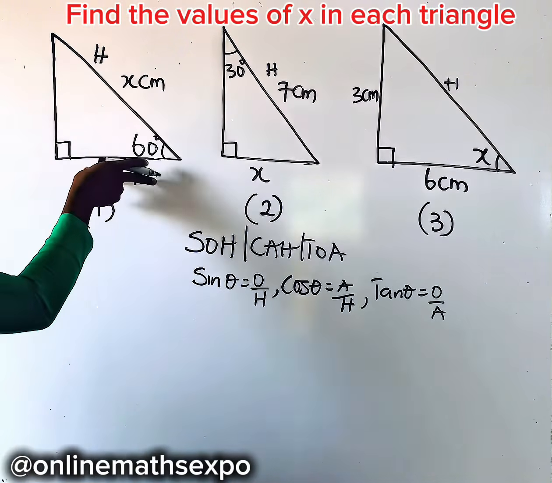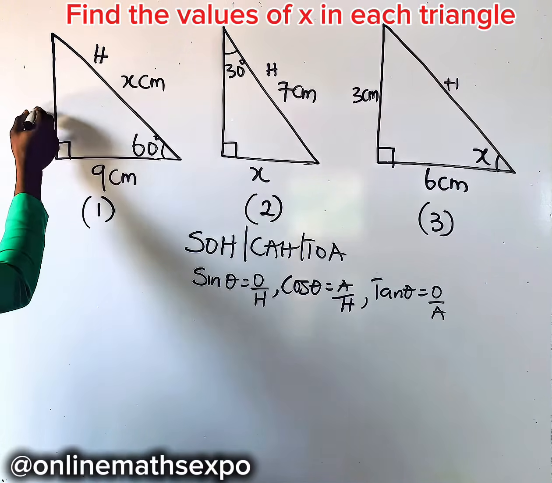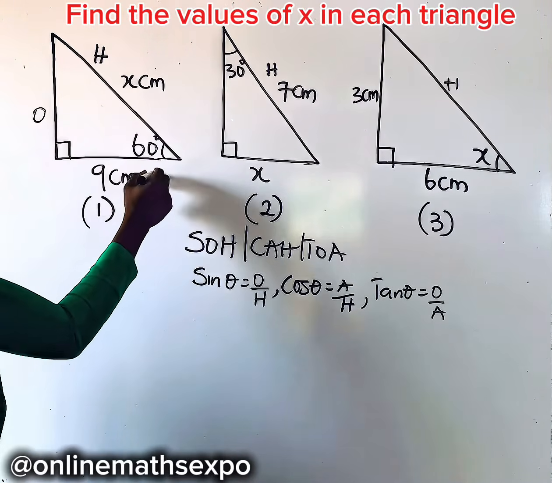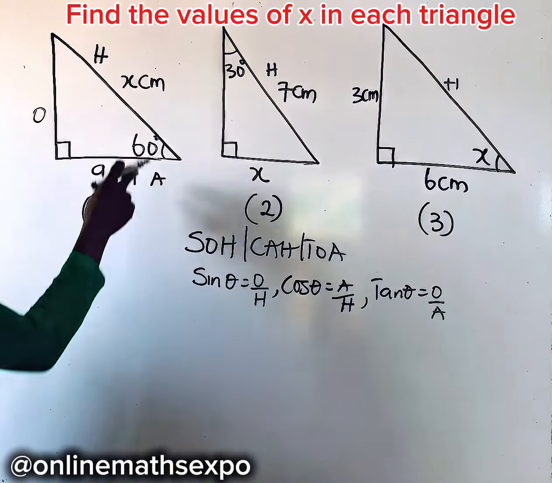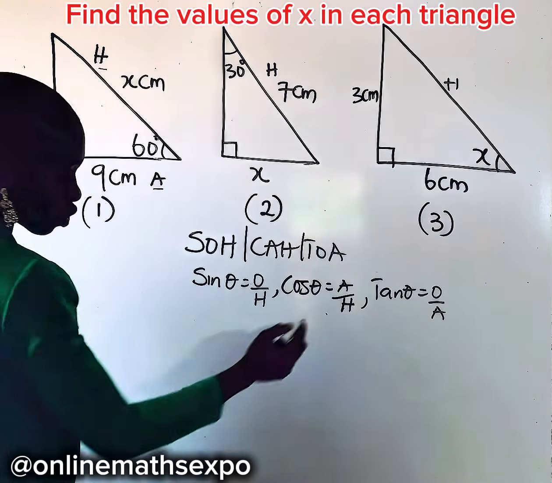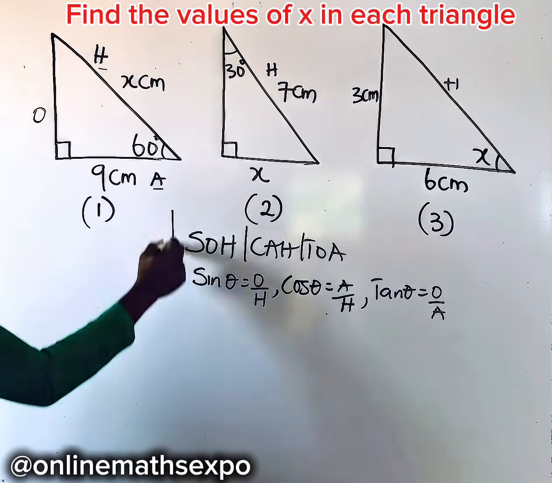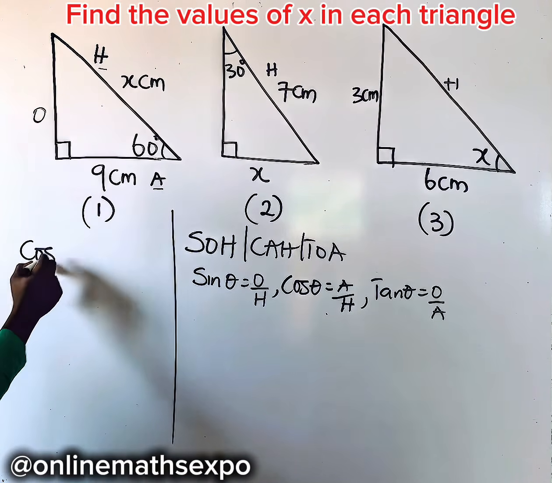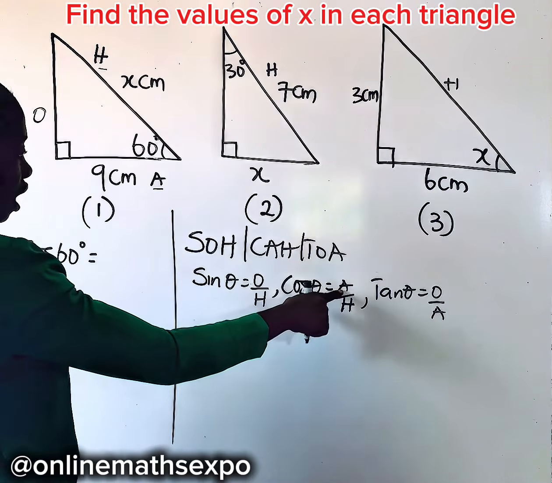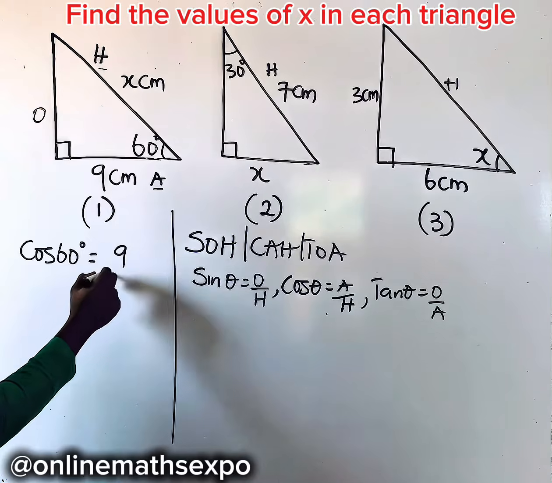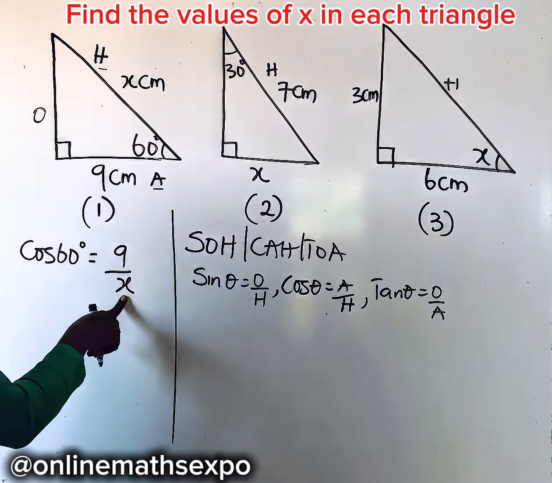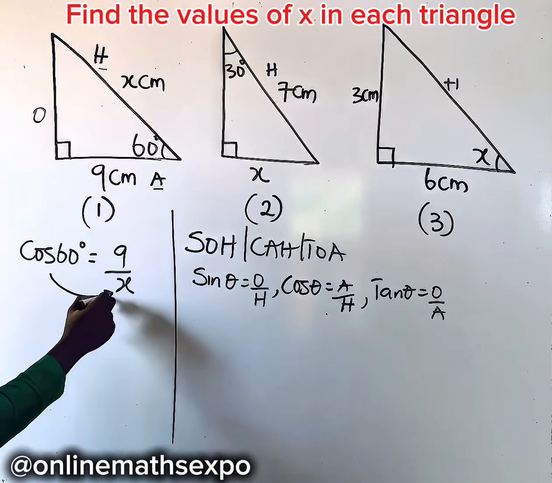Now, to answer this, you observe that you have here the opposite, and this part is the hypotenuse. The remaining part is the adjacent. So to get this value of x, you have your h and your a. We said you have to use cos. So you are going to have cos of this angle. It will be cos of 60 degrees is equal to the adjacent side, which is 9, divided by the hypotenuse, which is x.